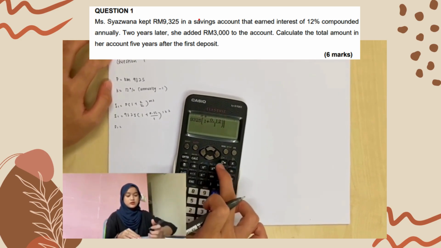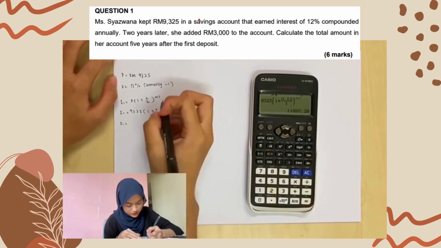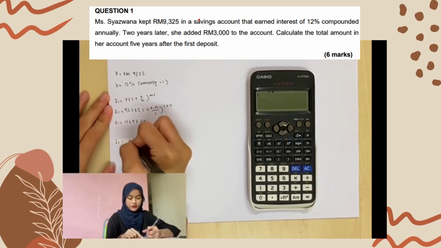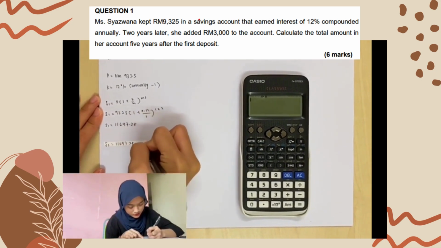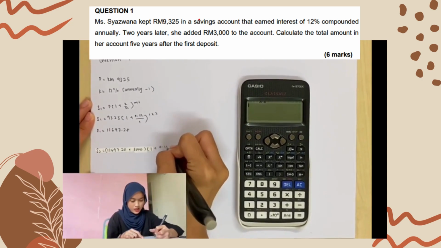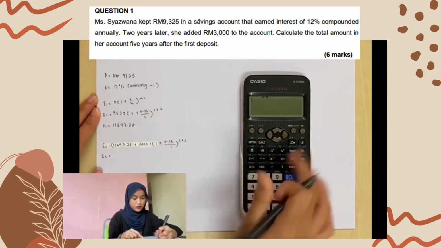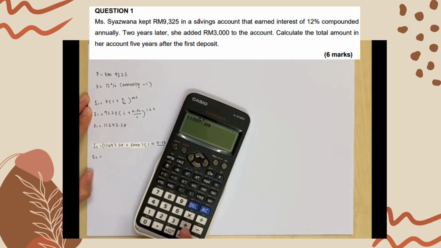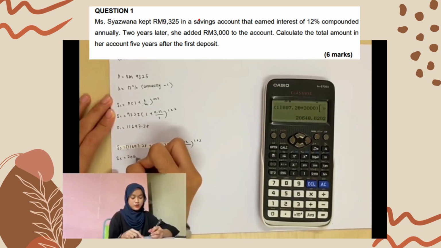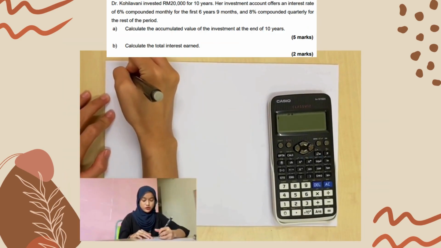So S1 is equal to 11,697 ringgit 28 cents. Next, we have to find the S2. In bracket, 11,697.28 plus 3,000 and then times with 1 plus 0.12 over 1 to the power 1 times 3. So the answer will be 20,648.62. Okay, so let's move to question 2.